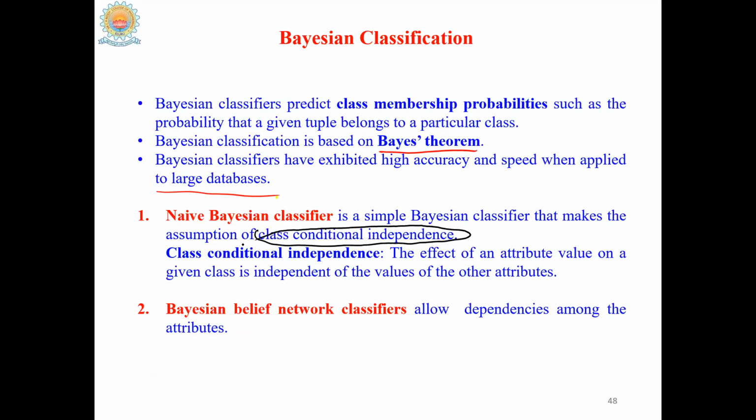So, class conditional independence means that the effect of an attribute value on a given class is independent of the values of the other attributes. That means each attribute of the dataset is independent of the other attributes.